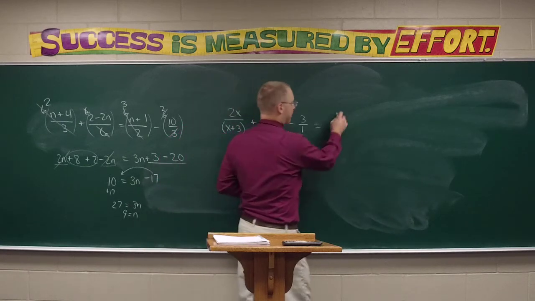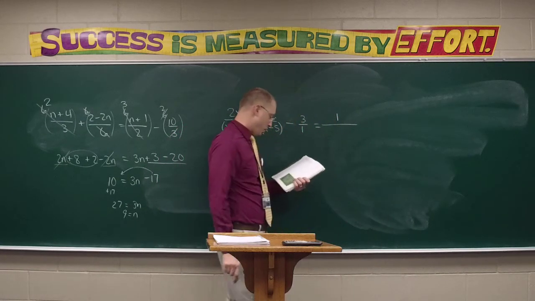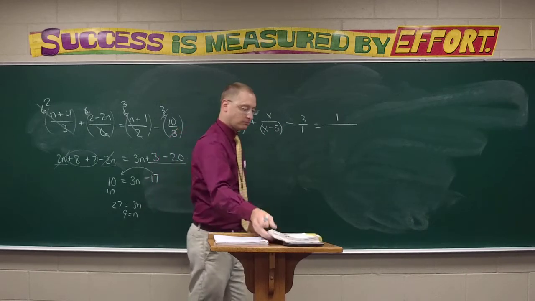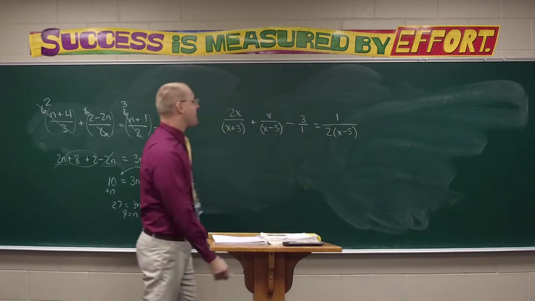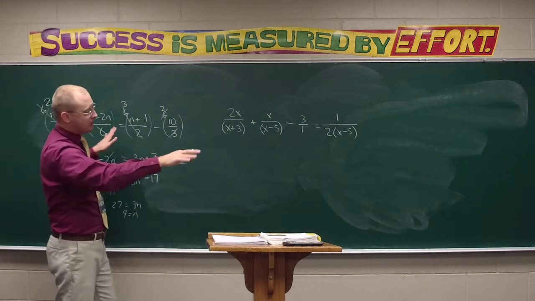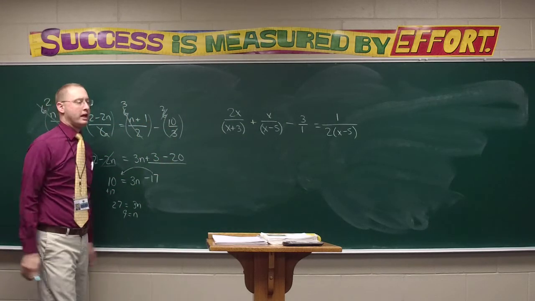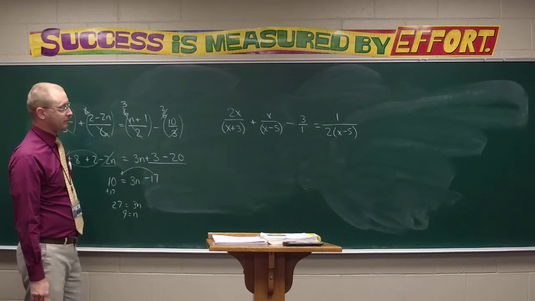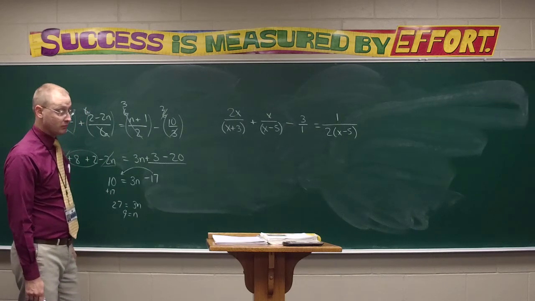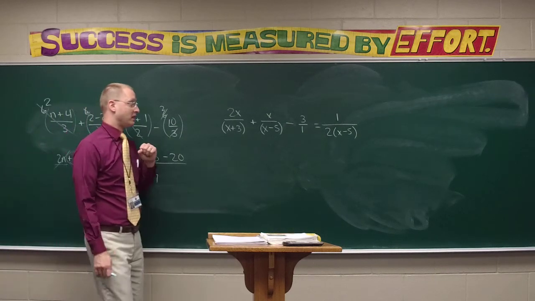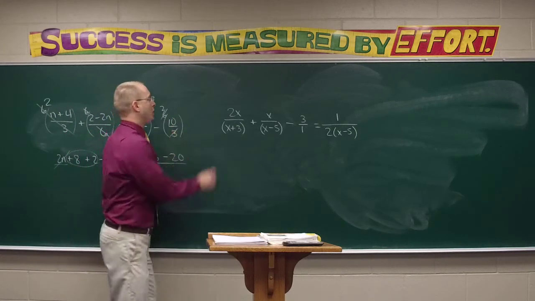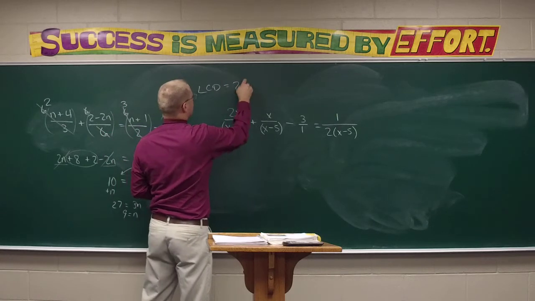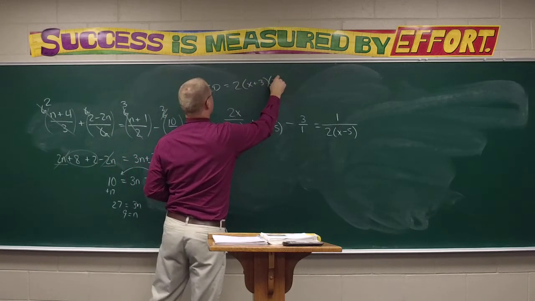And then I finally get to factor something: 1 over 2 times x minus 5, 2 times x minus 5. So what is the LCD? If we were going to draw a big long line, what would go under the big long line? An x plus 3, an x minus 5, and a 2. So my LCD is 2, x plus 3, x minus 5.